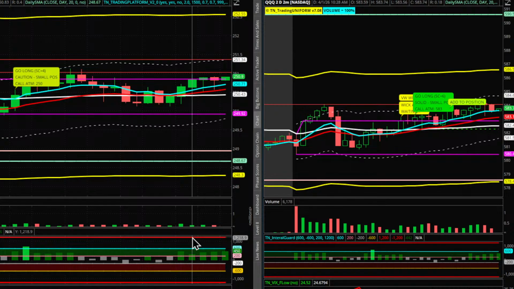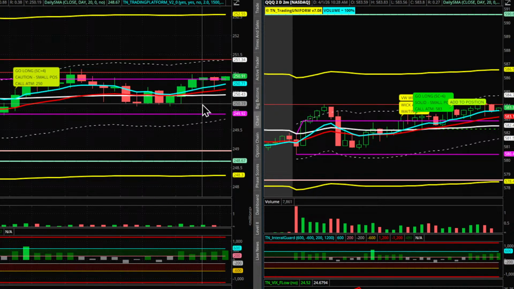Look at that! Look at IWM! Whoa! It is trying. It is trying. Oh yeah, look at it. It's trying here. Let's see if it can pop over that.